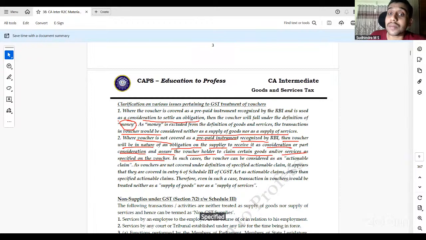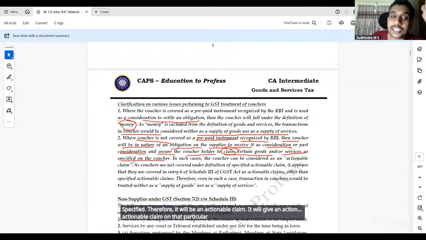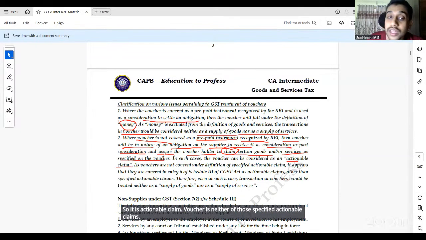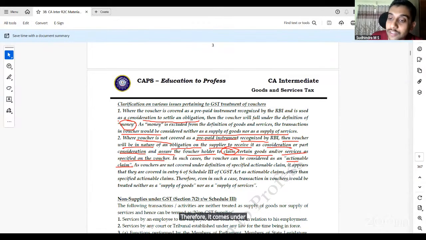Therefore, it will be an actionable claim. It will give an actionable claim on that particular goods. So it is an actionable claim. Voucher is neither of those specified actionable claims. Therefore, it comes under Schedule 3. Irrespective of whether it is recognized by RBI or not, if it is recognized by RBI, it is not a supply, because it's neither goods nor service. If it is not recognized by RBI, again it is not a supply because it is Schedule 3. So vouchers can be classified either way, it will not be a supply.